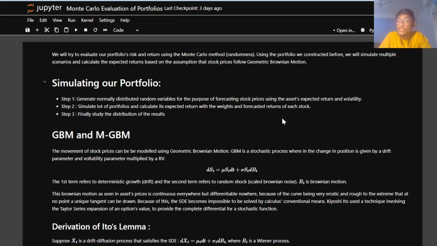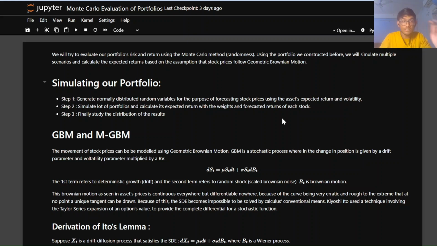Hello guys, so this video is a continuation of the previous one wherein we tried to optimize our portfolio by maximizing its Sharpe ratio. In this video, we will be trying to evaluate our portfolio's risk and return using the Monte Carlo method. Essentially, what we're going to do here is simulate a lot of different scenarios, a lot of different portfolios, around 1000 to 10,000, and try to calculate its expected return based on the assumption that stock prices follow GBM, or geometric Brownian motion.